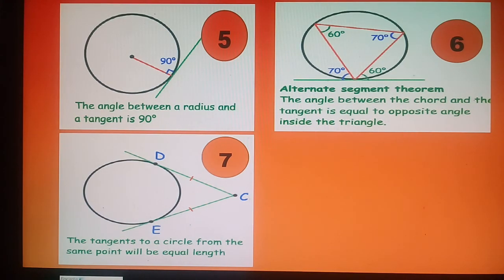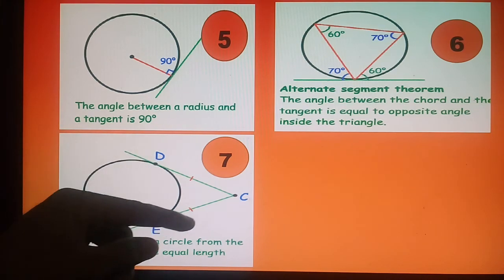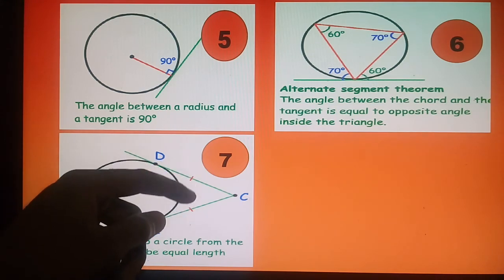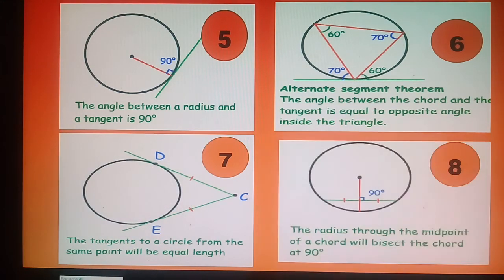Let's say if we have tangents to a circle from the same point, they will be equal. It means we have 2 tangents coming from the same point that meet at C, so these two tangents are equal. You have to know that theorem.